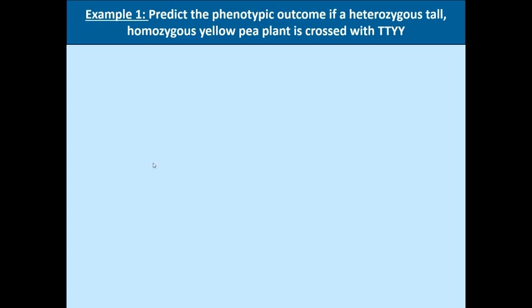Let's look at example 1. Predict the phenotypic outcome if a heterozygous tall, homozygous yellow pea plant is crossed with big T, big Y, big Y. Let's start by writing our legend.